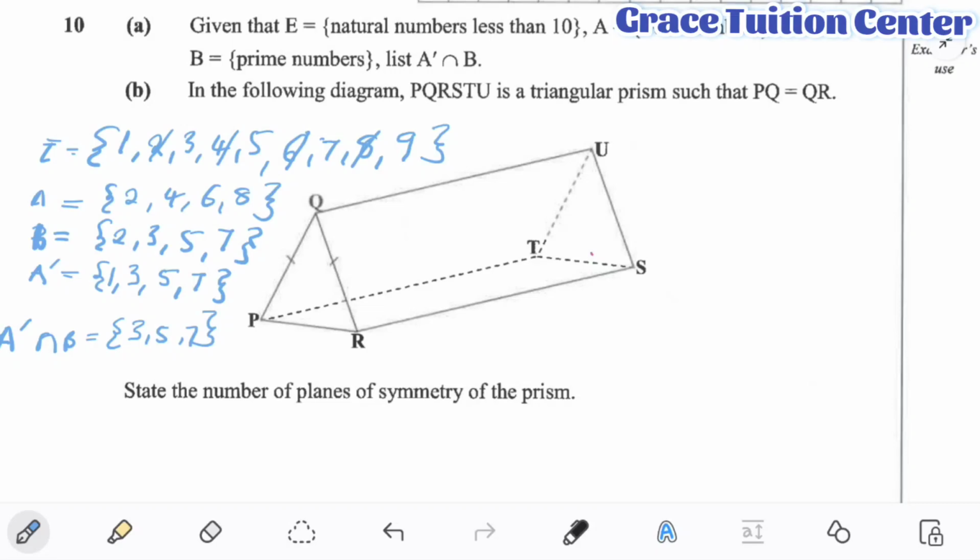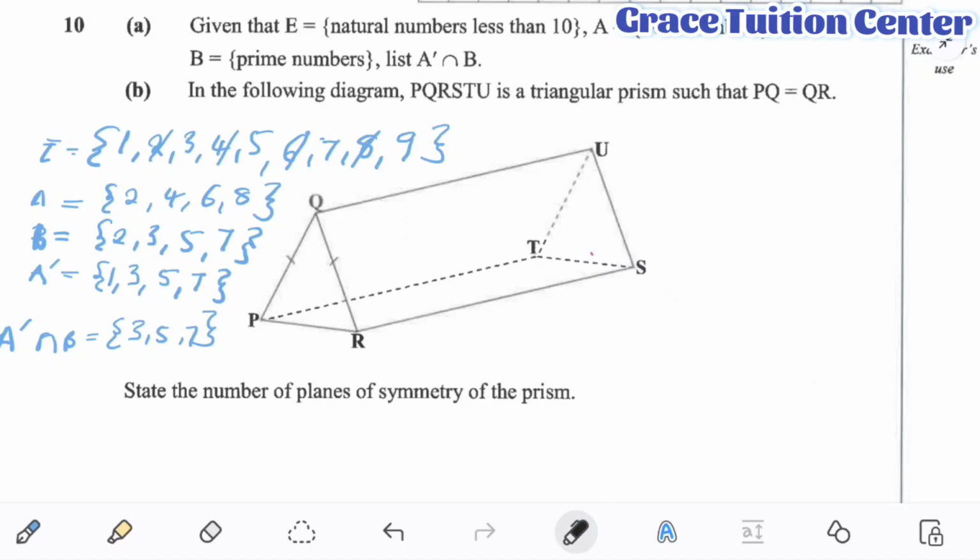Is that okay? So the question goes on to say, state the number of planes of symmetry of the prism. In simple language, when you're asked to find planes of symmetry, we are simply saying, in how many ways can you cut this shape here such that the two parts that are going to be produced after cutting will be exactly the same? In how many ways can you cut this triangular prism here to produce two identical parts?